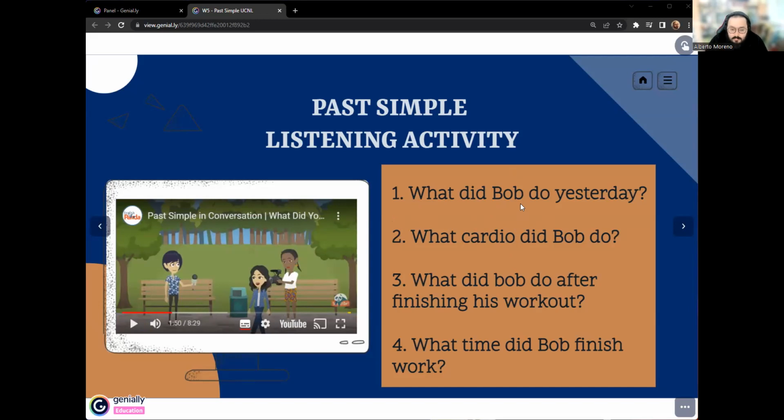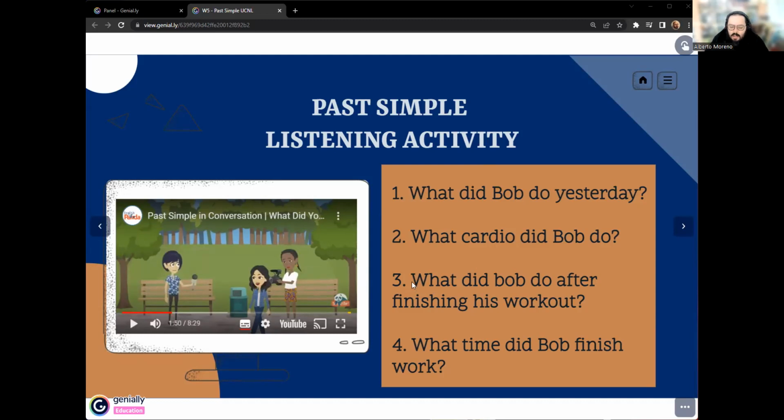Before work, 5 a.m. He woke up at 5 a.m. Okay. He went to work either. Okay. Number 2. What cardio did Bob do yesterday? 20 minutos de cardio. Es que no sé el 20 en inglés. 20. Jogged 20 minutes. He jogged 20 minutes.